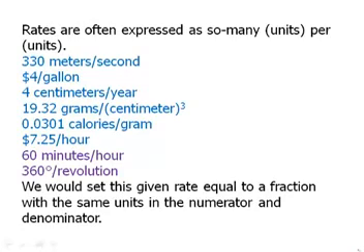We would set this given rate equal to a fraction with the same units in the numerator and the denominator. So either the problem itself would give you one of the rates, for example, one of the blue rates, or you would know yourself something about the units and the way that the units are related. You set that up as a ratio, and then you set that equal to a fraction on the other side that matches the same units in the numerator and the denominator.